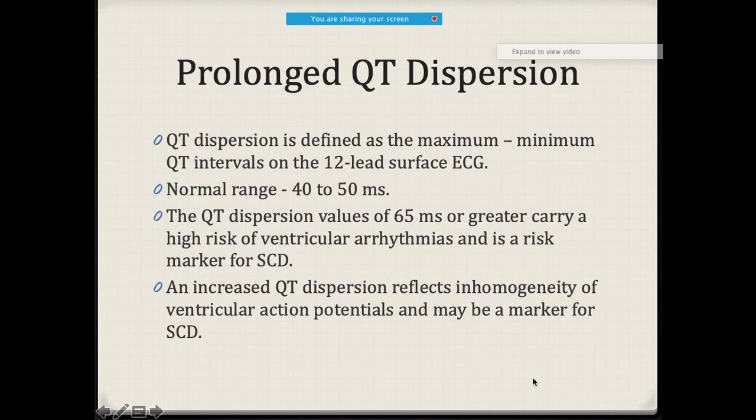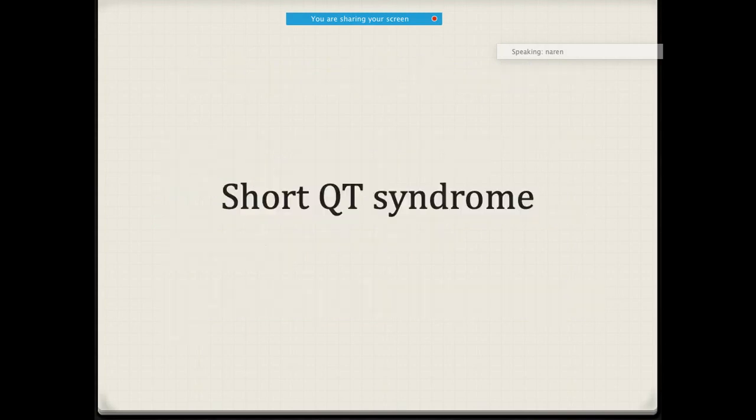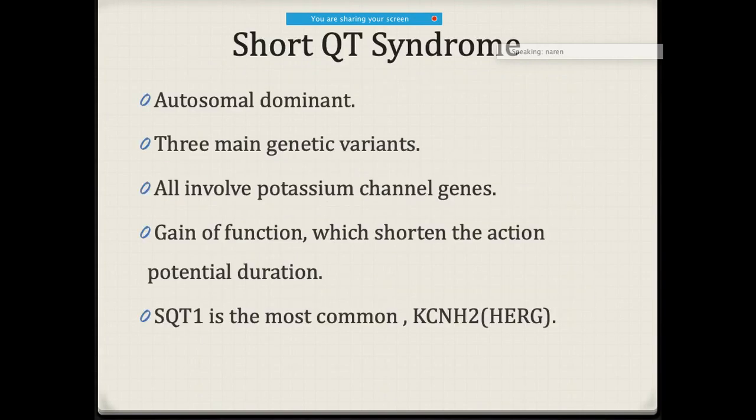Another important phenomenon is what is called the prolonged QT dispersion. In QT dispersion, there is a maximum and minimum QT interval. If it is more than 65, there is a high risk for ventricular arrhythmias, and it is definitely a risk marker for sudden cardiac death. However, 40 to 50 milliseconds is pretty normal, so no need to be worried about that. But if it is more than 65, yes, you have to be worried. Similarly, if there is increased QT dispersion, there will be an inhomogeneity of the ventricular action potential, and definitely it is a marker for sudden cardiac death.